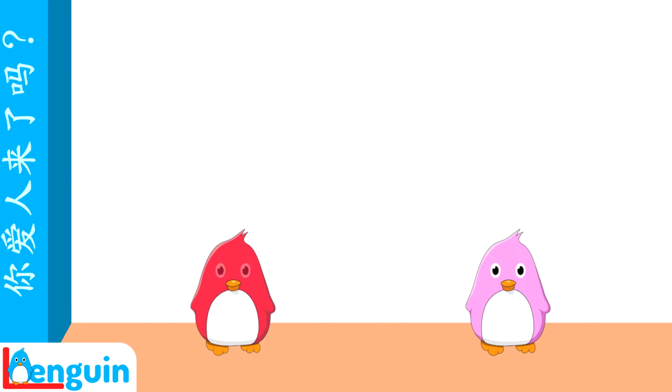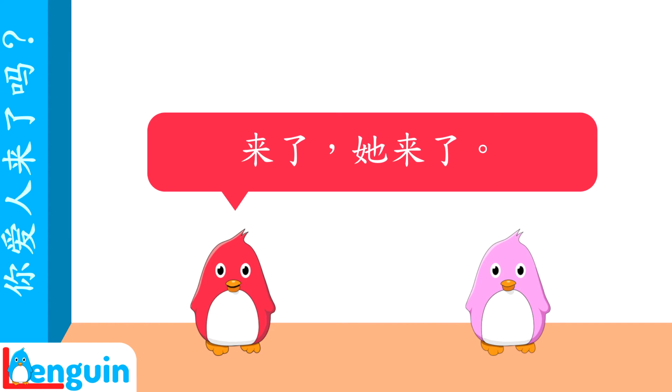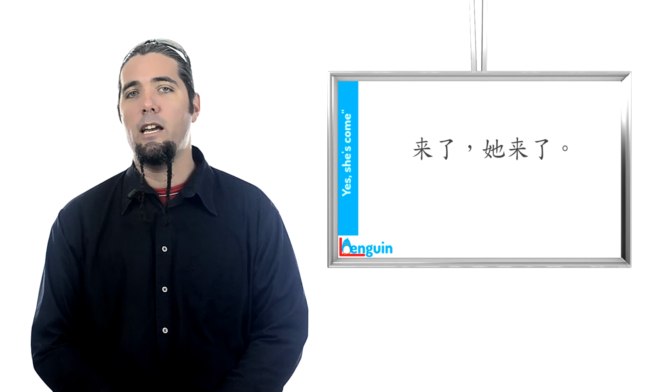Listen. 你爱人来了吗？ 来了，他来了。 The marker, le, is used to indicate two things here. First, it shows that we're talking about a completed action. She came. And second, it shows that a new situation has resulted. She's here. Repeat, yes, she's come.